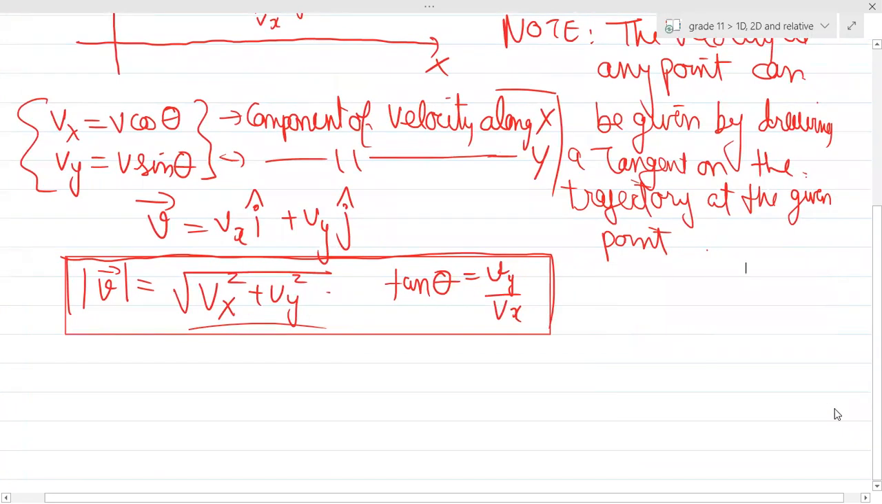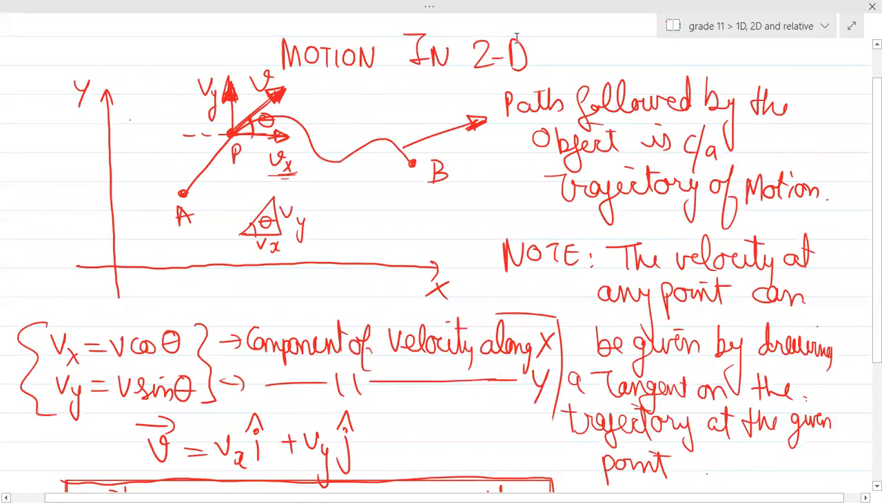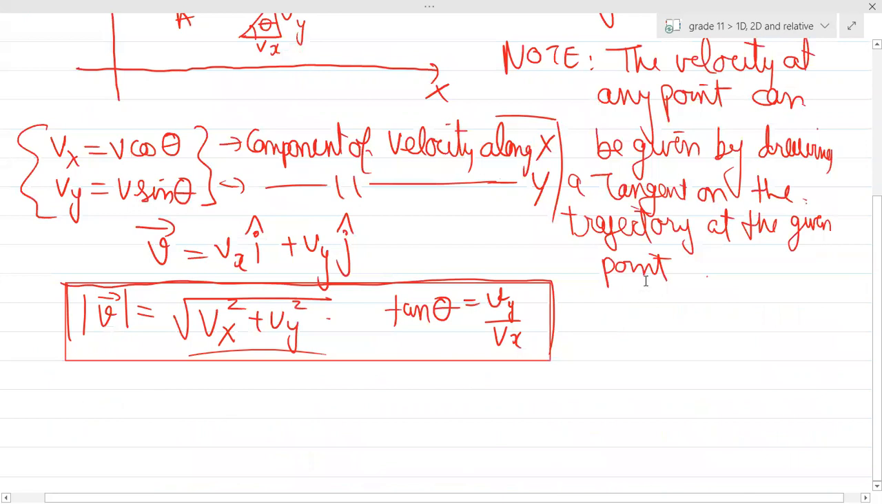But where did tan theta come into play? Can you see this diagram? Can you see Vy and V? I can move this Vy from here and place it over here. Can you see a triangle is formed? From that triangle, tan theta is basically Vy and Vx, perpendicular upon base, right?